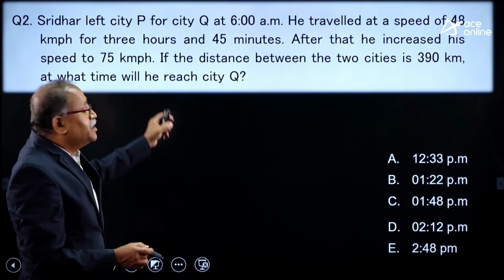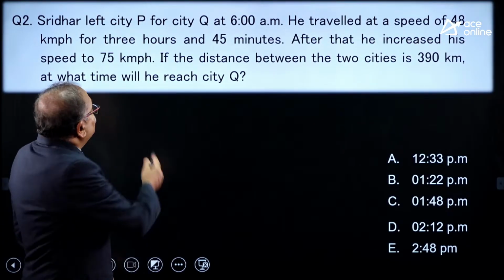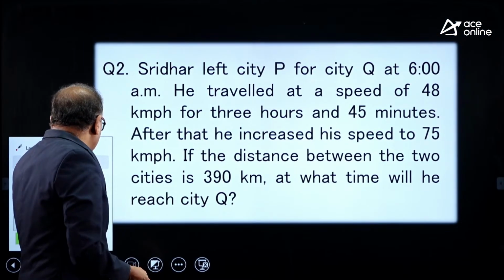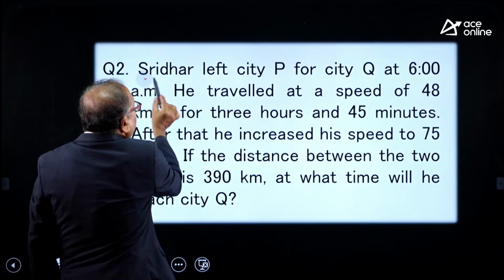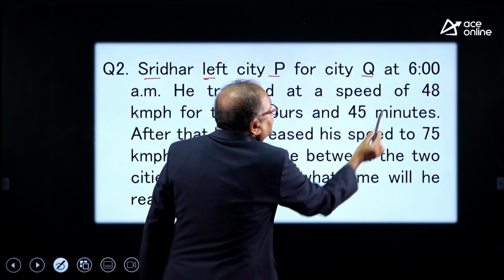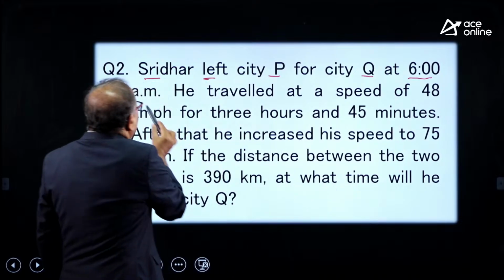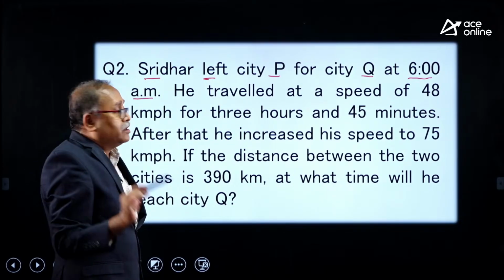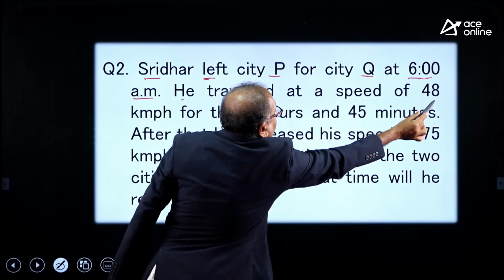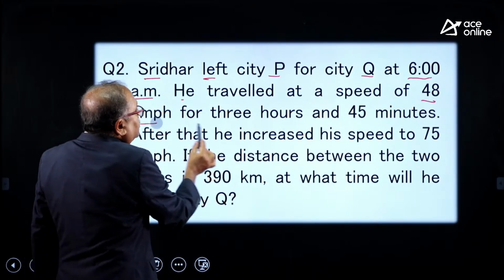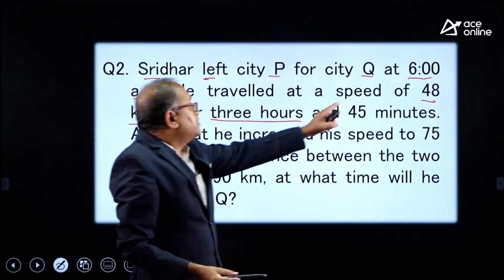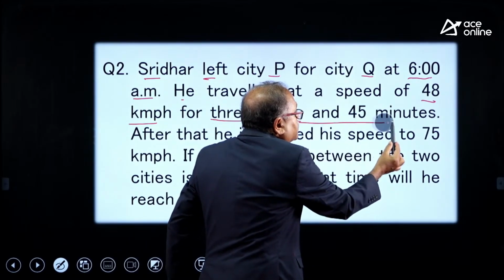The next question on your board is this. First we will look at the question here. Now, Sridhar left city P for city Q at 6 a.m. Okay, it is very clear. Now, he travelled at a speed of 48 kilometers per hour for 3 hours. Can I find out the distance, when the speed is given, and 3 hours 45 minutes?